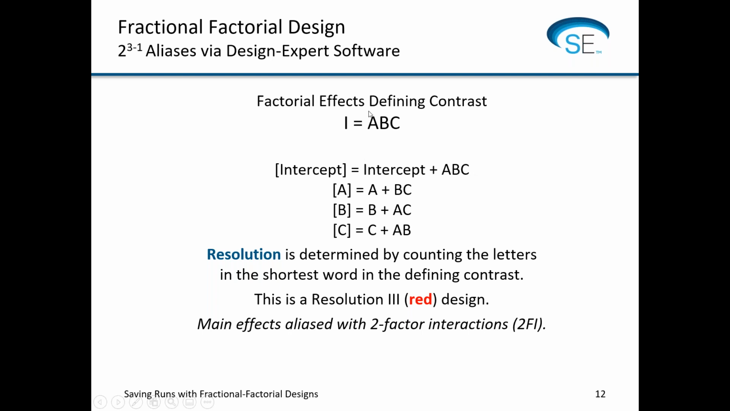Then if we look at this and we pull A out of here, we call this a 3-letter word. If you pull A out, what's left? BC. And so A is aliased with the BC interaction. If you pull B out of here, what's left? Well, AC. And if you pull C out, what's left is the AB interaction. So that is why this is called the defining contrast, because you can pick it apart and figure out what things are aliased with each other. A is aliased with BC, B with AC, and C with AB.